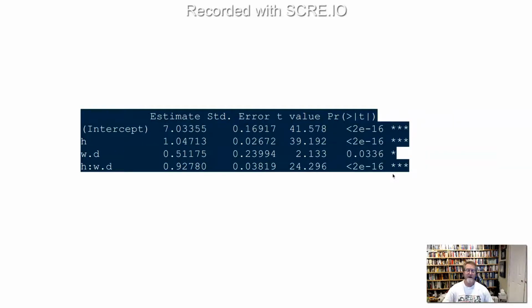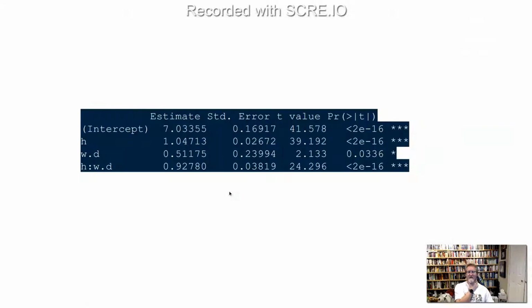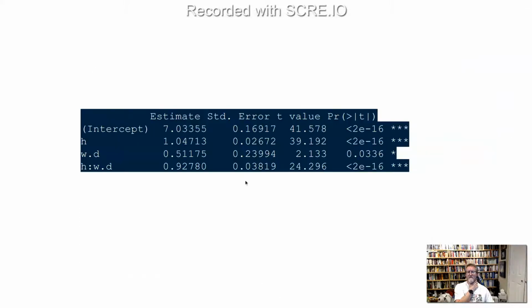In my moderation model, I run a single regression, and I have a variable h, which is my primary predictor, w, which is a dummy coded variable, and then h by w, and I have an intercept. I label these as b0, b1, b2, and b3, and they tell me what's going on. I'm going to have two lines of best fit. W is a factor, and it's either 0 or 1.